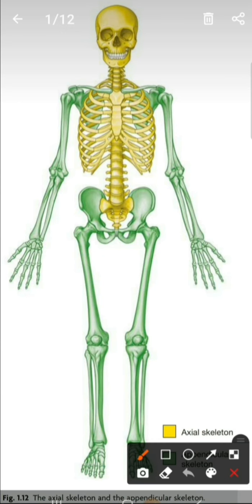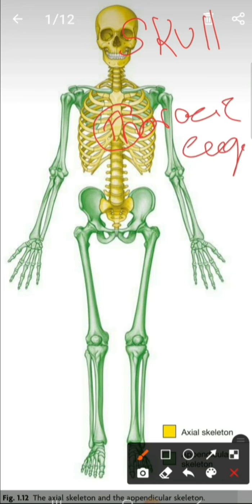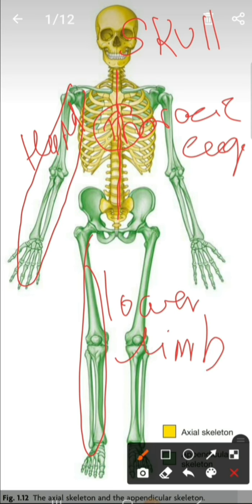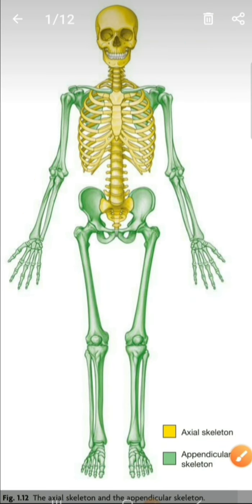The axial skeleton includes this skull and this thoracic cage, and the vertebrae: cervical vertebrae, thoracic vertebrae, lumbar vertebrae, sacral and the coccyx. And the appendicular skeleton includes the bones of the upper limb, hand, and lower limb. Let's see the different bones.